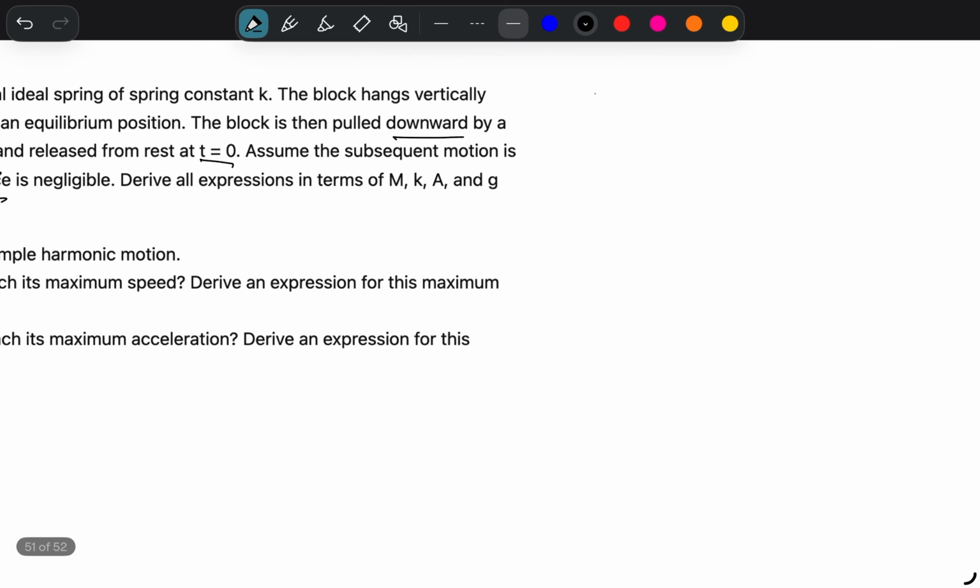So our setup for this is going to look like this vertical spring. It's like a hangman almost setup. And then we have our spring coil like this. And then our mass is going to be attached to the spring.